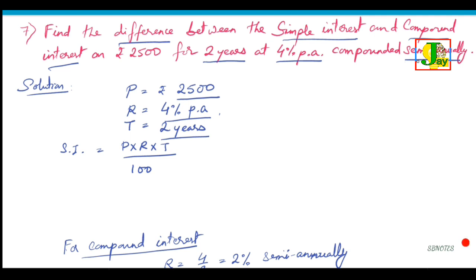This semi-annually, where will we consider it? When we calculate compound interest. Now for simple interest it's simple. SI equals PRT by 100. So put the values. P is 2500 into 4, time is 2 years, by 100. So you can cancel 2 zeros here. 25 into 4 is 100, into 2 is 200. So simple interest is 200 rupees.